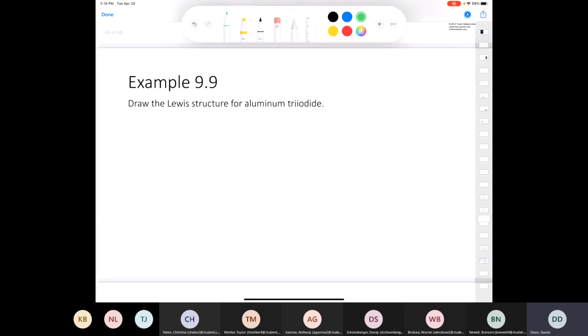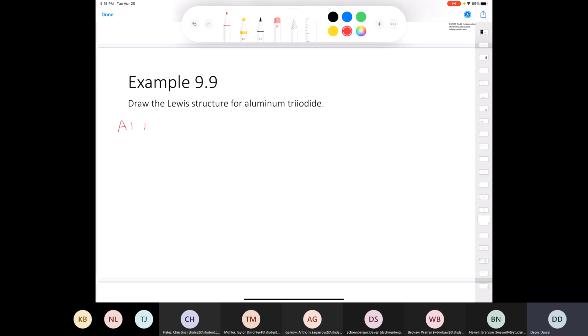Well, the best way to master Lewis structures, as I told you a lot last class, was to practice them. So with that in mind, I want to take a look at some examples. And again, since we don't have a lot of time in our Tuesday night lectures, I'm going to go through these ones for you, but I expect you to spend some serious time practicing these. The first one is draw the Lewis structure of aluminum triiodide.